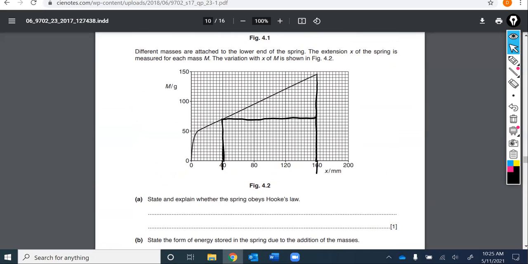So if this is 50, then this I think would be 75 right in between. This is going up by 5s: 55, 60, 65, 70, 75, 80, 85. So this is 70 grams all the way up to 145 grams.